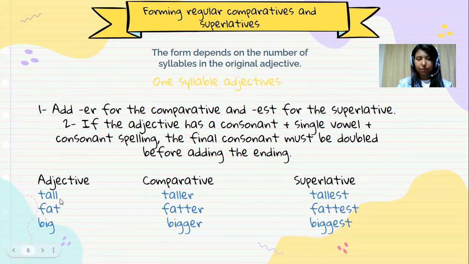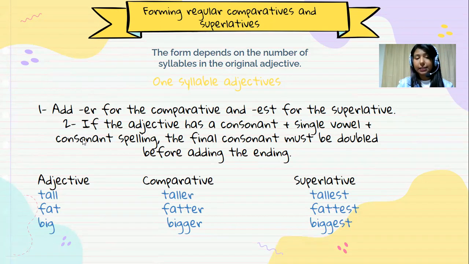For example, tall. Okay, as you can see, with tall, we just add -er at the end of the adjective to form the comparative. Then for the superlative, -est. Instead of tall, we have taller. Instead of tall, we have tallest for the superlative form.